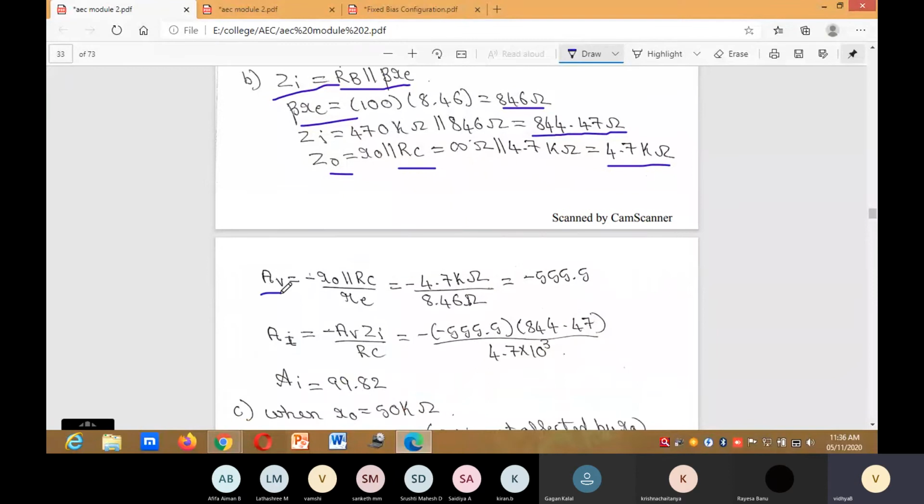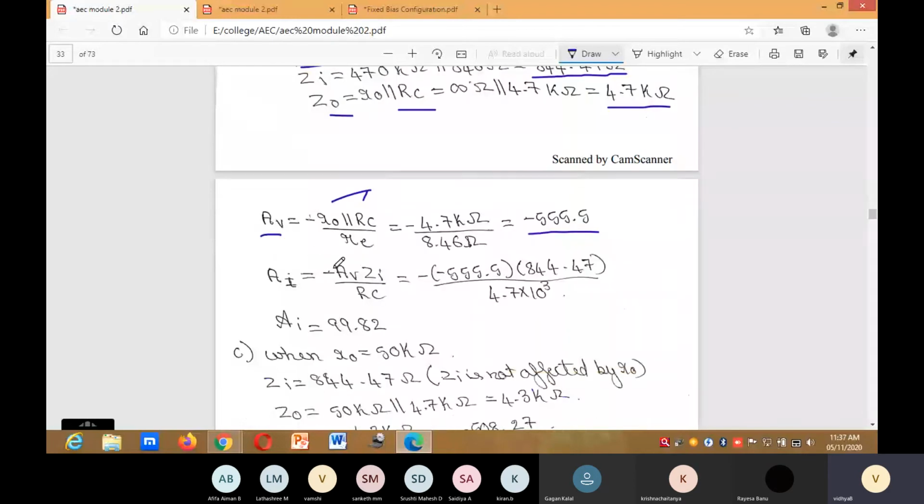Next, AV is equal to minus R0 parallel RC divided by IE. This value you'll get RC only. So minus 4.7 kilo ohm divided by 8.4 will get minus 555.5. That is the voltage gain.